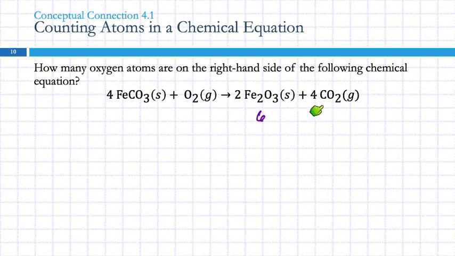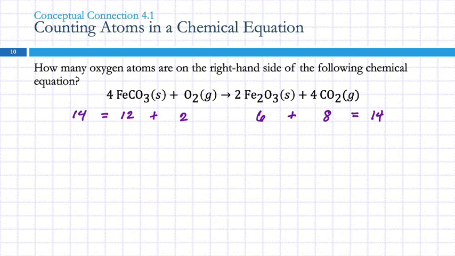And how many oxygens over here in 4 CO2s? 8. And so 6 plus 8 equals 14. Okay? How many oxygens are on the left side? We got 4 FeCO3. So 4 times 3 is 12. And here I have an O2, so that's 2, right? And 12 plus 2 equals 14.